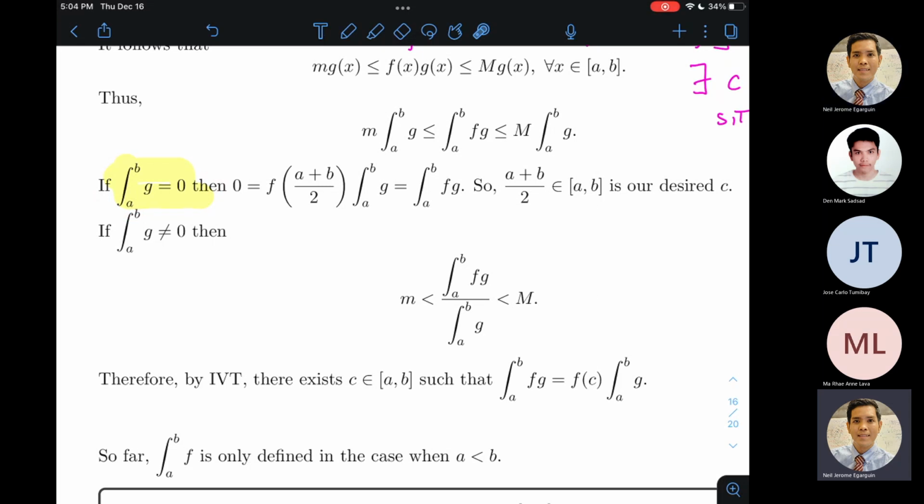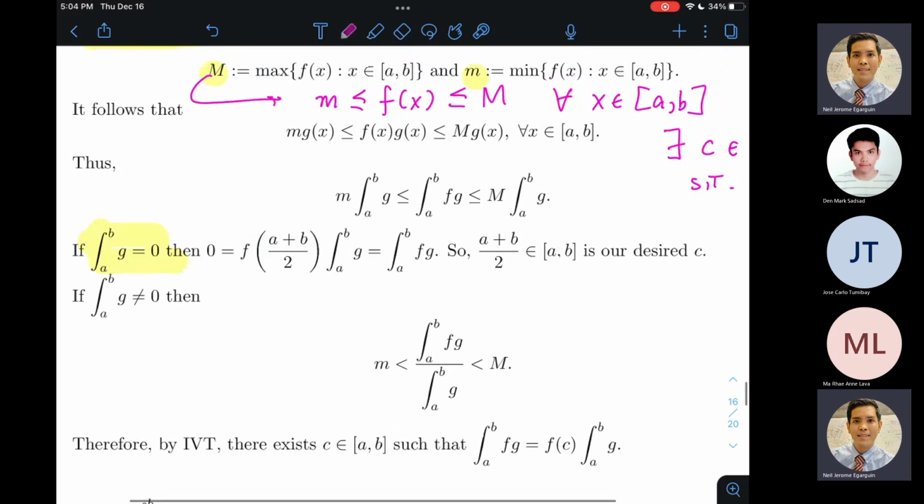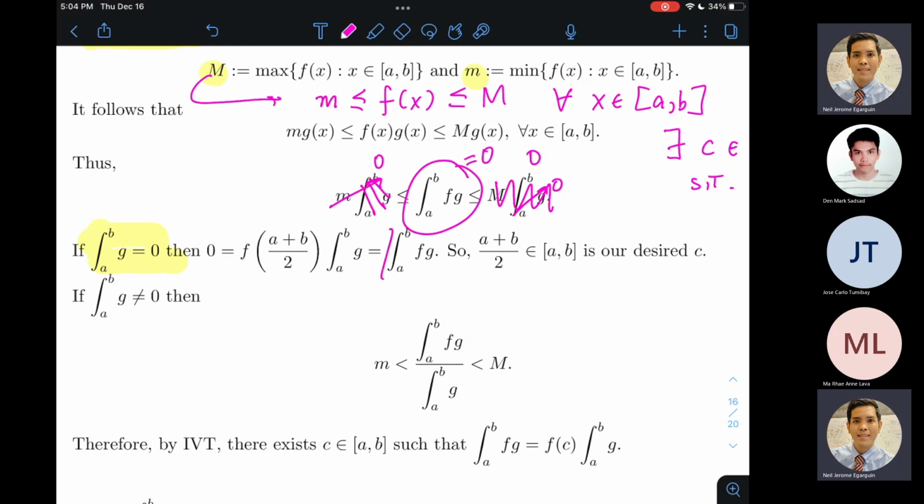Pero tingnan natin. Ano yung komplikasyon o ano yung mangyayari kapag yung integral ni g ay equal kay 0? Kung yung integral ni g ay equal kay 0, ibig sabihin ito ay 0. Alright? M times 0 ay 0. So 0 yung lower bound. Tapos ito ay magiging 0. So yung M times 0 magiging 0 din. So that means the integral of the product is less than or equal to 0 but greater than or equal to 0. Therefore, this integral must also be equal to 0. Alright? So ito ay equal kay 0.